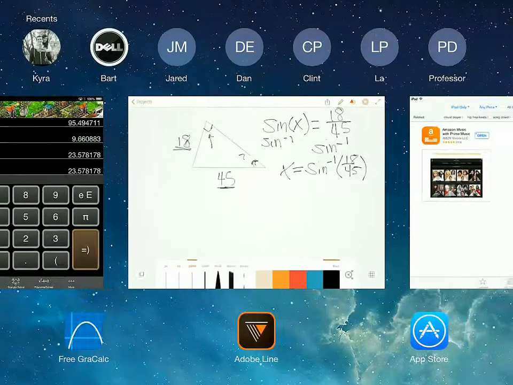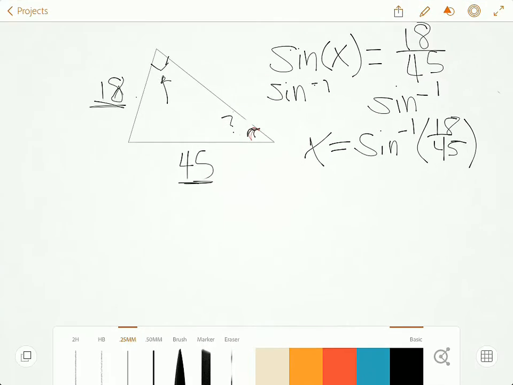Go back to our paper. X equals 23.6 degrees. And that's how you use your trig functions to help you find missing angles.